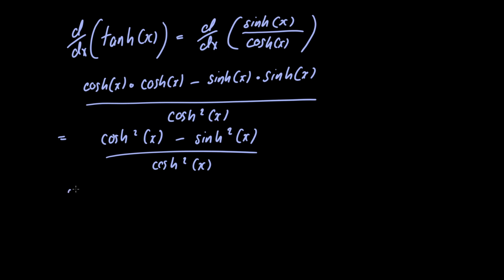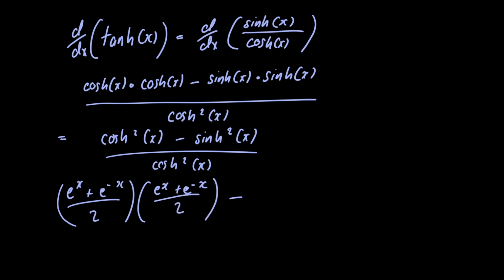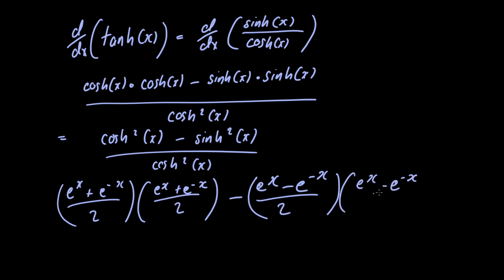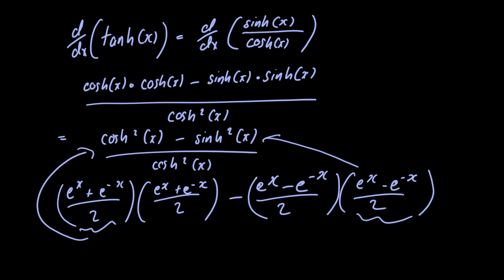So we're going to have e raised to x plus e raised to minus x over 2, and this is squared, so we're just going to multiply it by itself. Minus e raised to x minus e raised to minus x, multiplied by itself again because the hyperbolic sine of x is squared. This here is just the exponential representation of hyperbolic sine of x, and this here is just the representation of hyperbolic cosine of x.